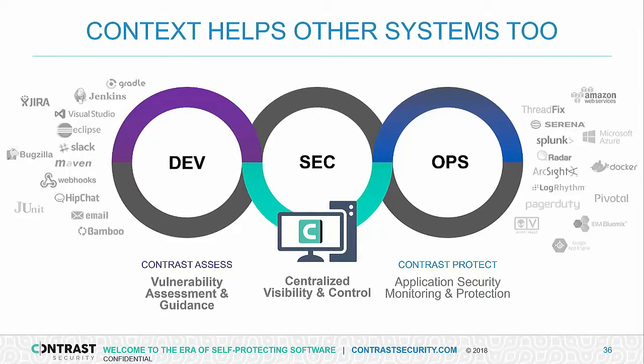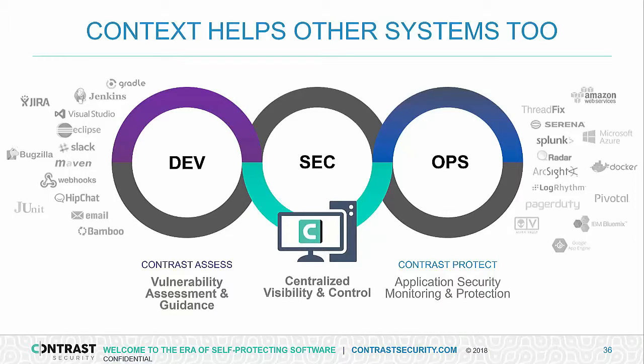So Contrast, by having the insight to understand what's actually happening in applications, you can get effective information in front of the right people, whether they're development, security, or operations, so that you can have contextual information going to Jira when it matters. You can pass the right information into Slack so that people know about a relevant attack that's occurring.